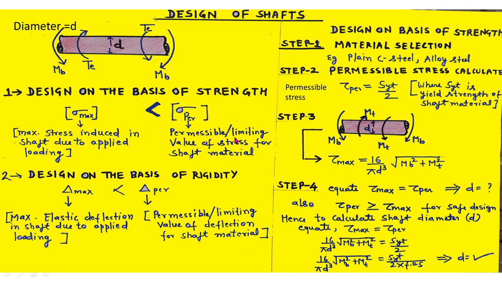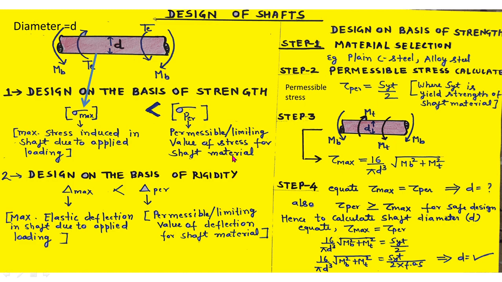That is, because of the loading as shown in this figure, in which the bending moment and the twisting moment are acting on the shaft simultaneously, some stress will be induced in this component. The maximum value of stress induced in this component because of this loading must be smaller than the permissible value of the stress or the limiting value of the stress for the material of which the shaft is made. So this is the condition.